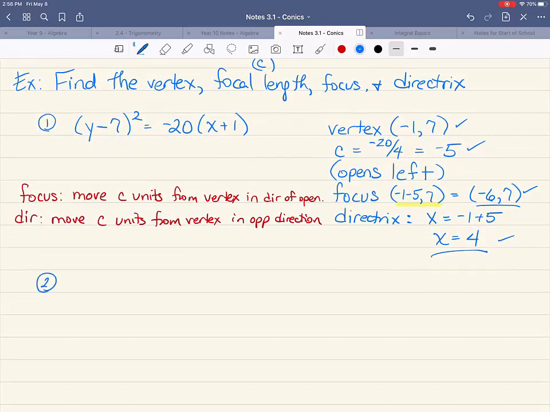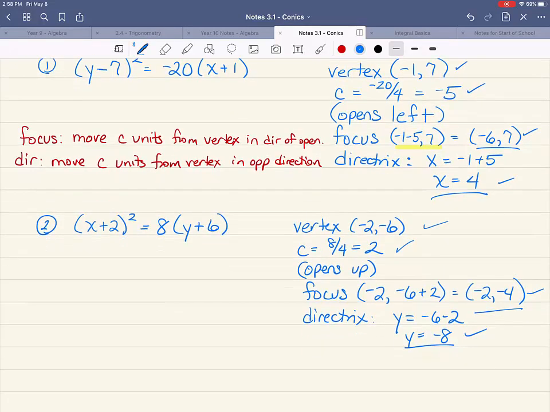So try number 2. The equation is (x plus 2) quantity squared equals 8 times (y plus 6). I want you to find the same pieces of information that I found in the previous problem. Pause your video, do the work, and when you come back, we'll take a look and see if you got the problem right.